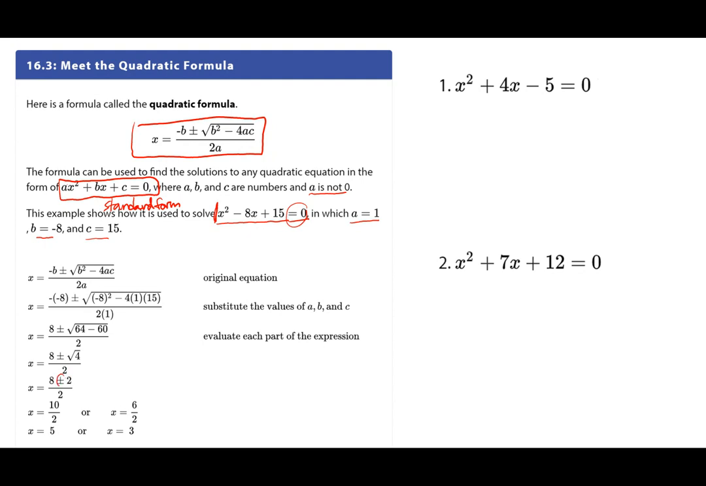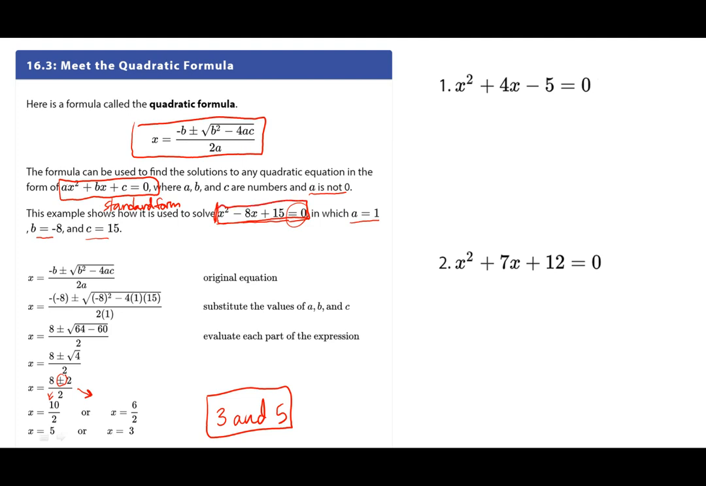And now this fact that we have the plus or minus means that we have two solutions here. We have 8 plus 2 over 2, which is 8 plus 2 is 10 over 2 is 5. And we also have the other, very important that we include both solutions, 8 minus 2 over 2. So 8 minus 2 is 6 over 2. 6 divided by 2 is x equals 3. So our answers, we need to include both: the 3 and the 5 are both solutions to this quadratic equation.